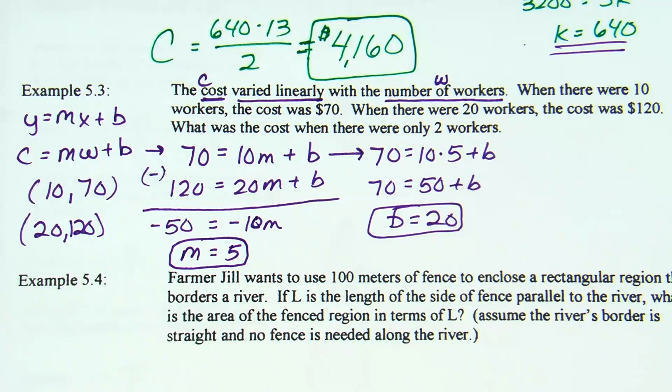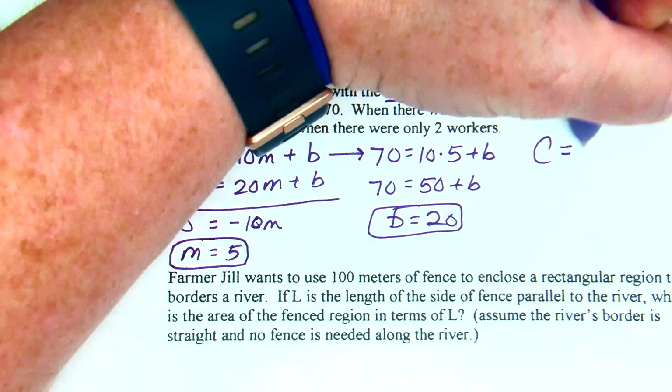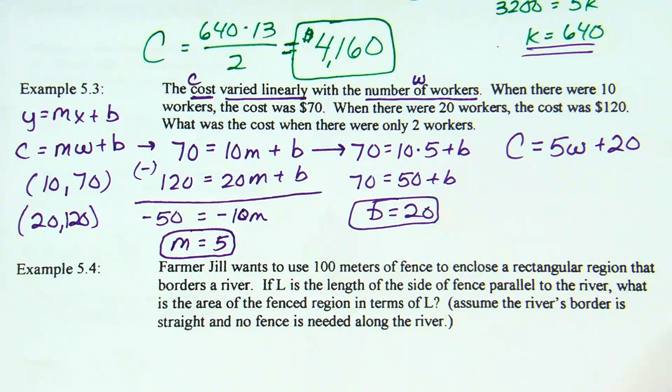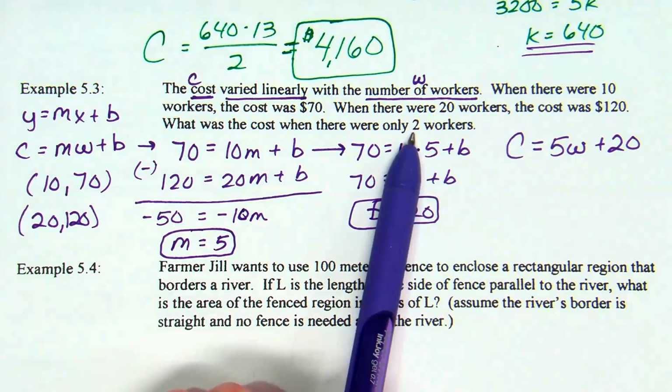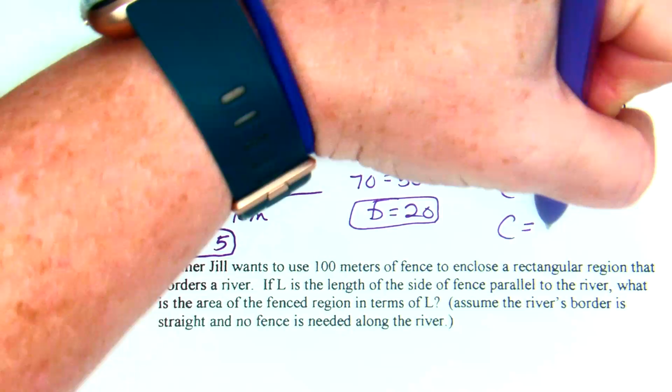So I can write my equation now. It was C equals MW plus B. Now it's C equals 5W plus 20. You keep wanting to reverse the numbers back there. And then what was the actual question we were being asked? Okay, what is the cost when W is 2? So $30.